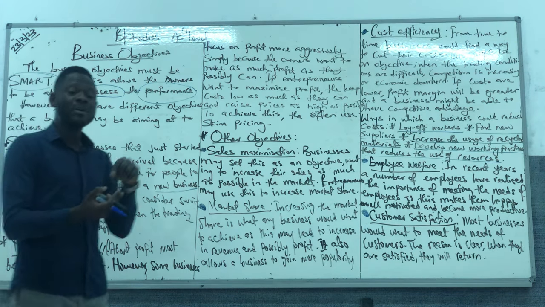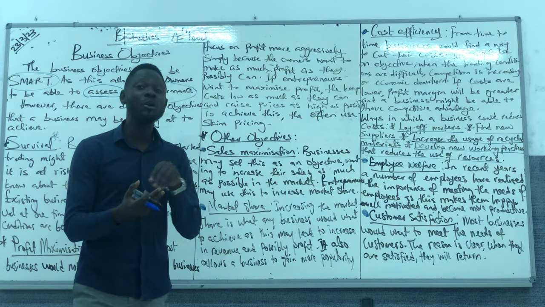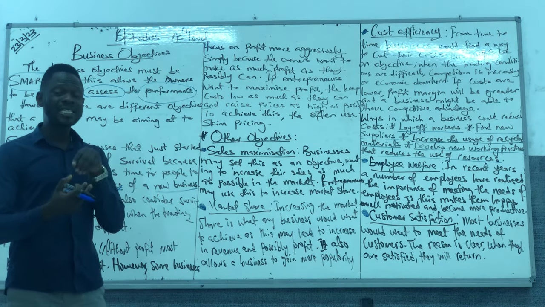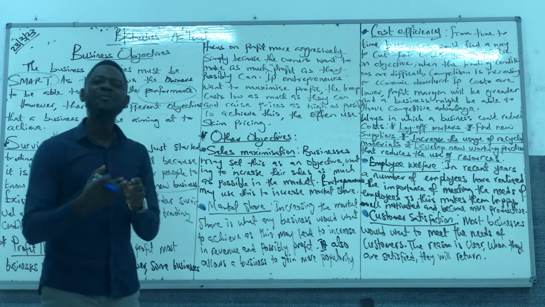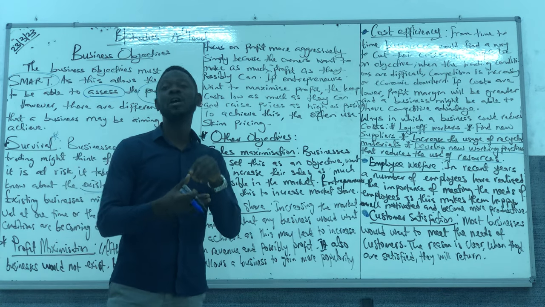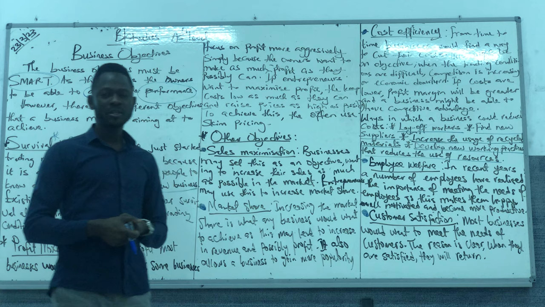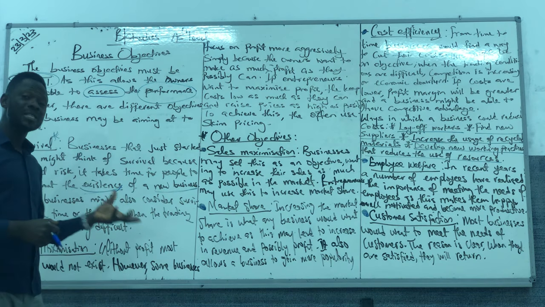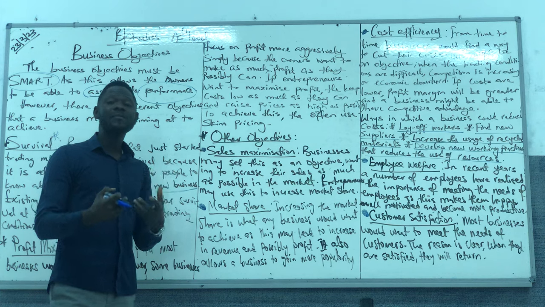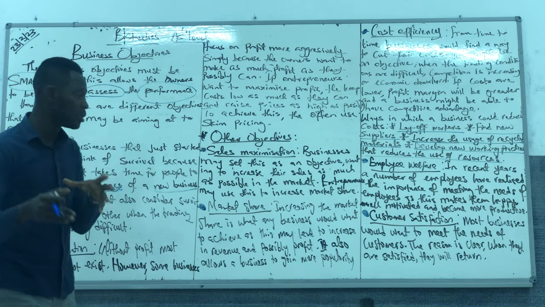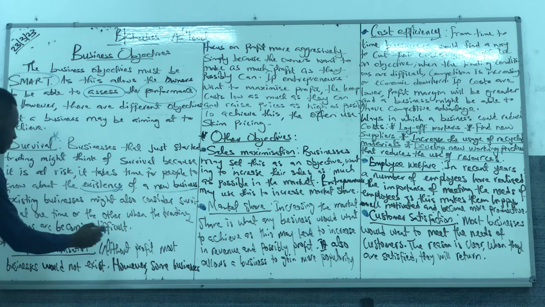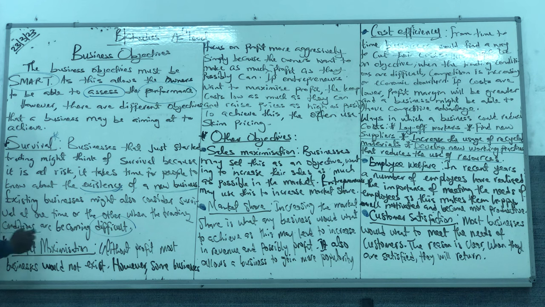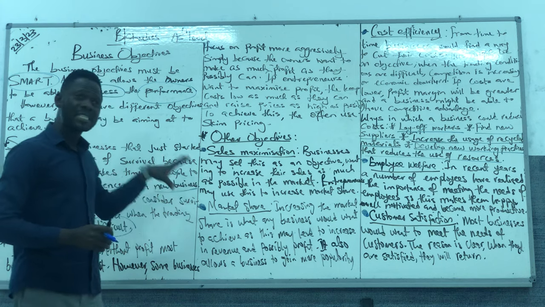So a new business might think about survival. Existing business can also think about survival. For new business, they are thinking about survival because they have to gain the confidence, they have to gain the trust, they have to convince existing customers or their competitors to start buying from them, to start patronizing them. And for existing businesses, they might also think about survival whenever the trading condition is not ideal, or whenever the trading condition is becoming difficult for them. So the conditions lead them to think about survival. That is for existing businesses.